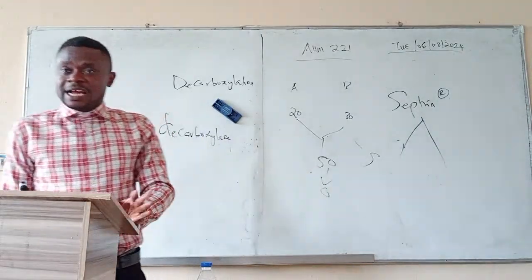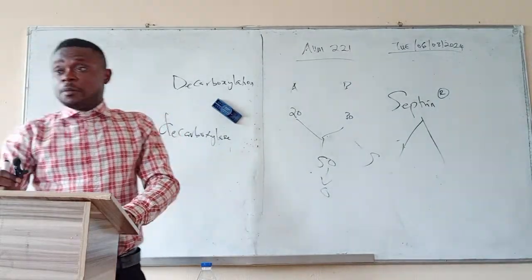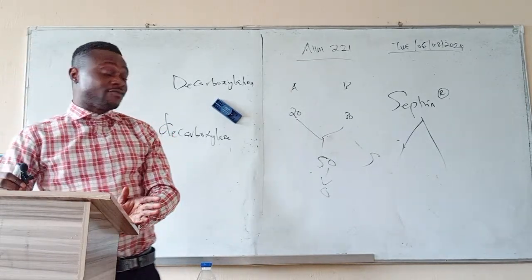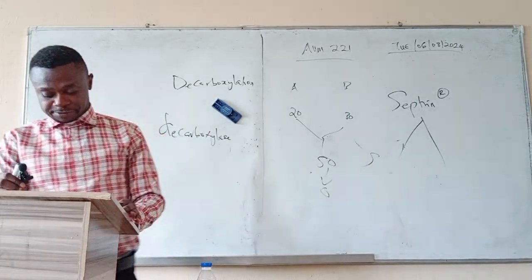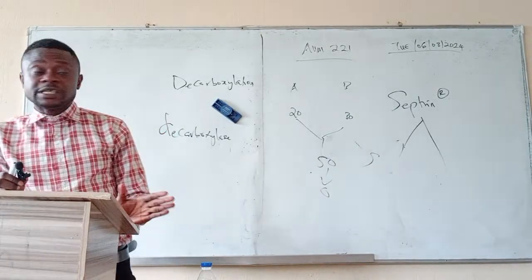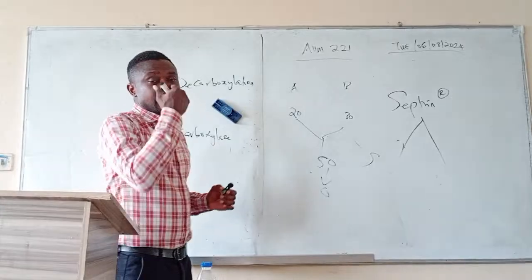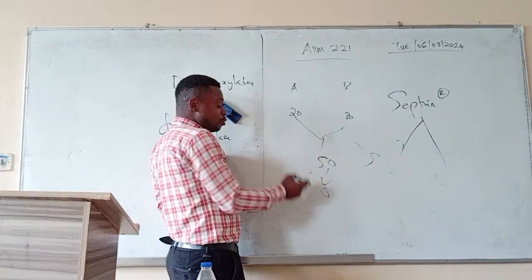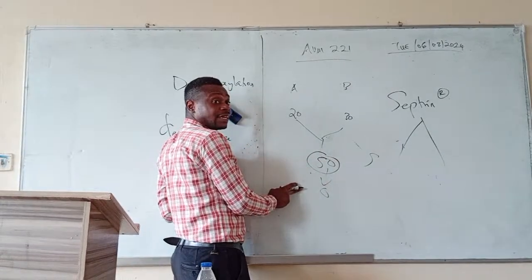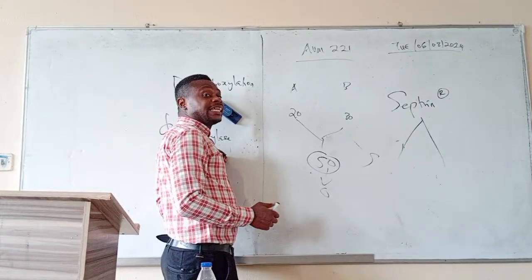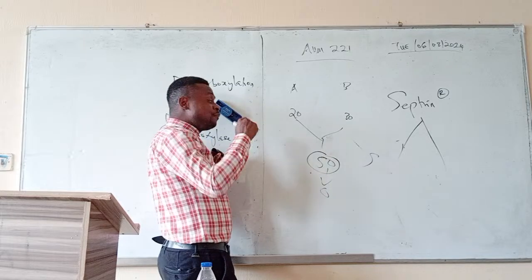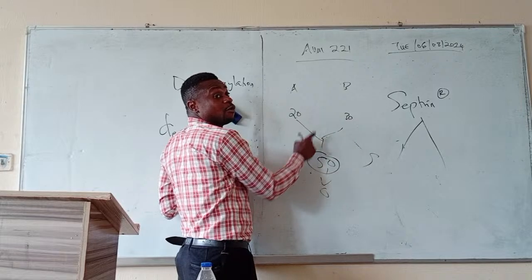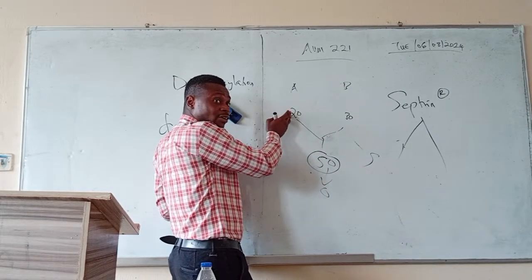Now, let's look at the other part of synergism. We have the one we call summation or additive effect. So what happens here? In potentiation, if you combine them, the effect will be more than their individual effects, right? But in additive effect or summation, if you put them together, the effect will be equal to the sum of their individual effects.